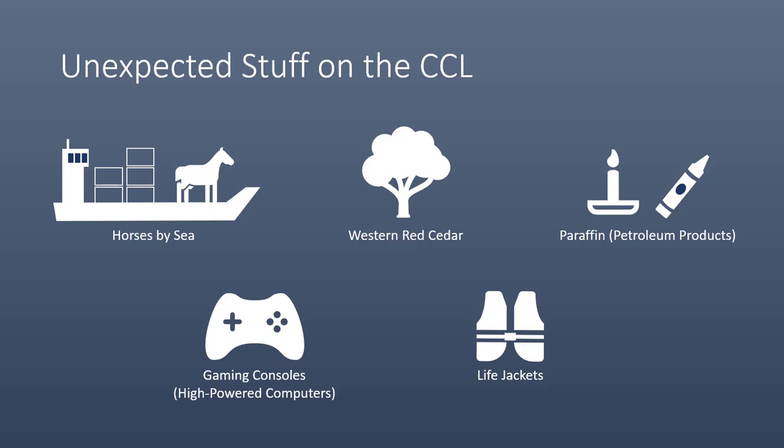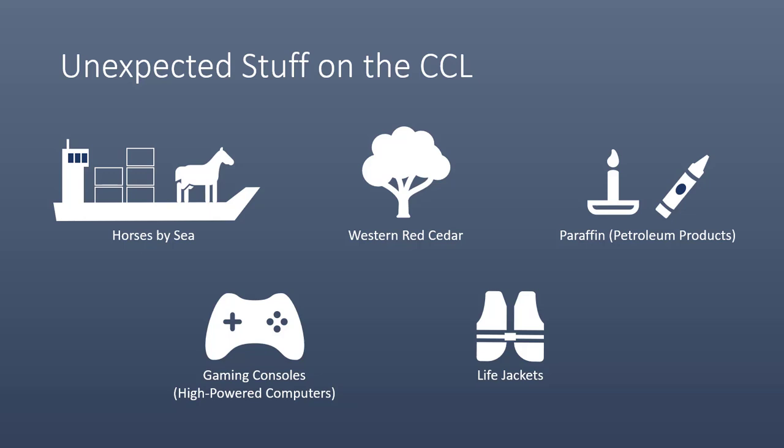So remember, the point we're trying to drive home here is that you won't be able to just guess what's on the Commerce Control List or the US munitions list just by thinking about the purpose of the thing that you're trying to classify. Instead, you always have to look at the lists to see if your thing is on there.